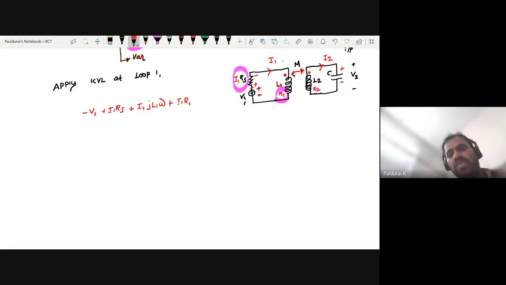Negative. So be careful. Both dots are here, so when we see them we feel it should be positive. But think about the direction of the current. We assumed both currents always clockwise, so that's why it becomes minus.